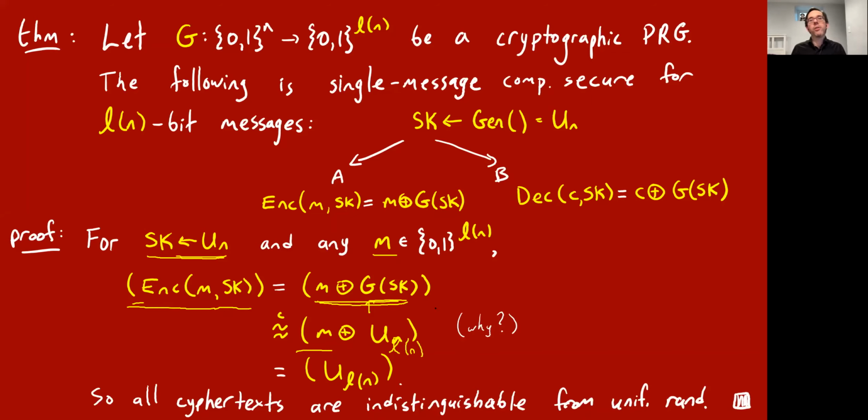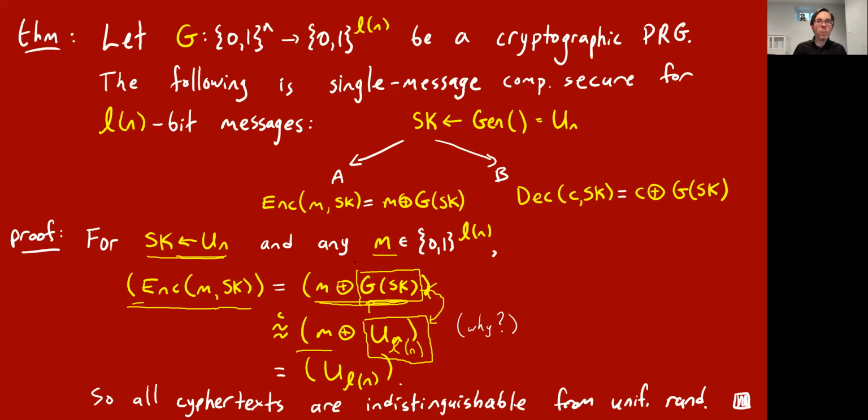Okay, it's indistinguishable from... sorry, because G is a pseudo-random generator, I've sort of botched this explanation. We know that G applied to the secret key is indistinguishable from a truly uniform string of length L of n. So the PRG property shows that these two boxed things are computationally indistinguishable ensembles.